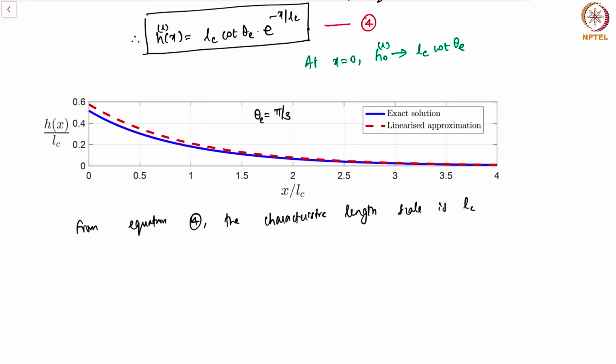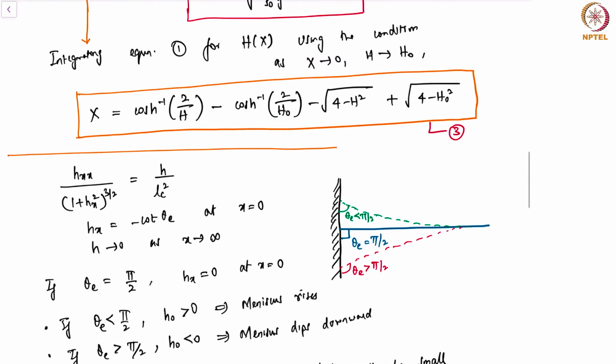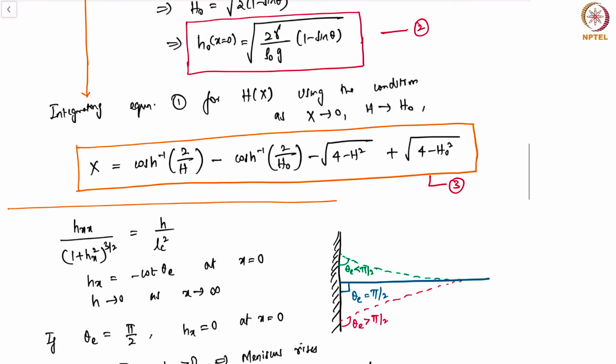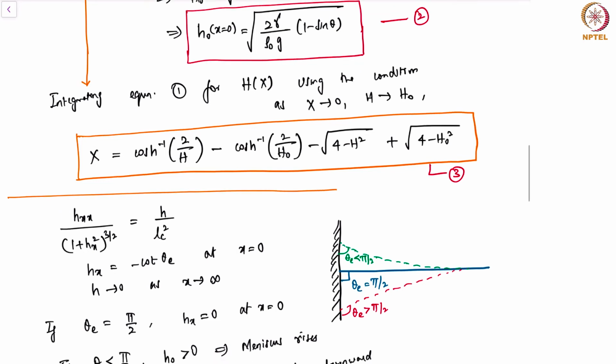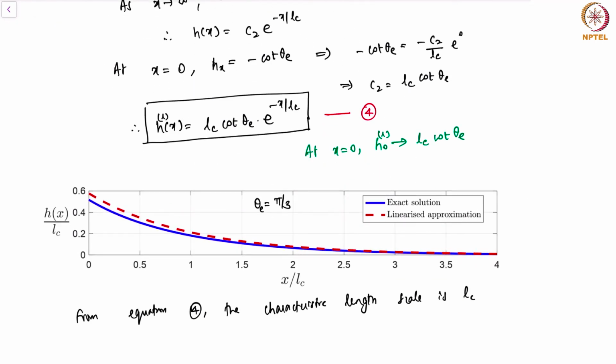Okay. So now we have basically got the solution of the meniscus from the full equation. That's the nonlinear equation, that's equation number 3. We've also got the height of the meniscus that meets the wall. That's the exact height. And finally, we've also got an approximate solution. And we see that the approximate solution gives us a very simple, elegant result. It gives us a decaying solution, right?